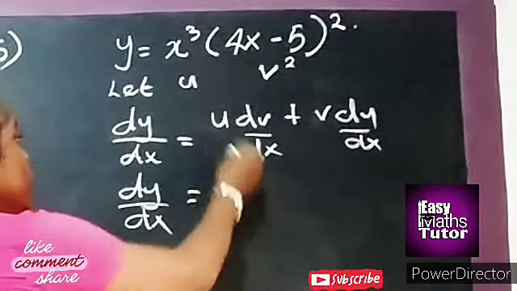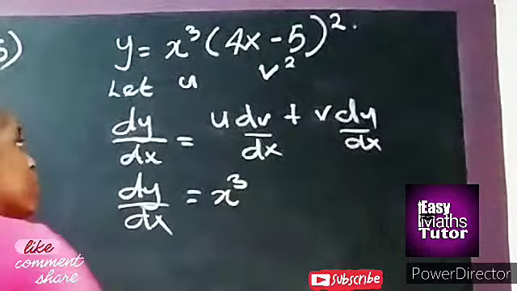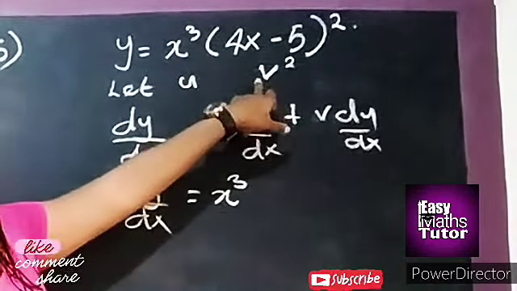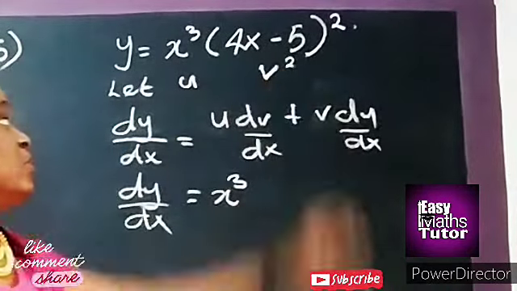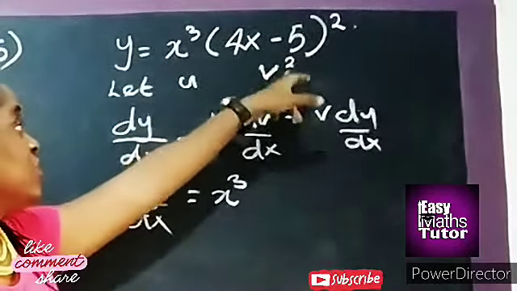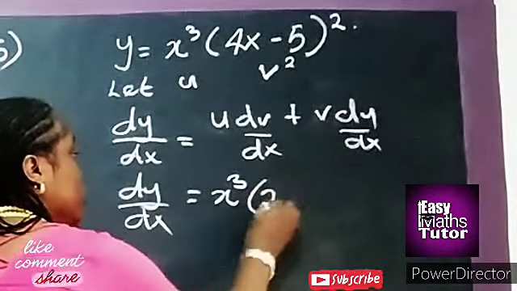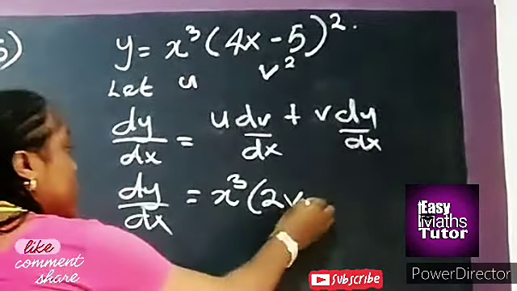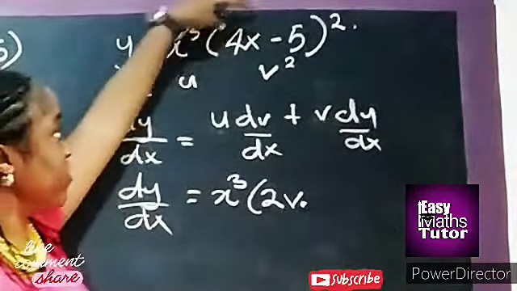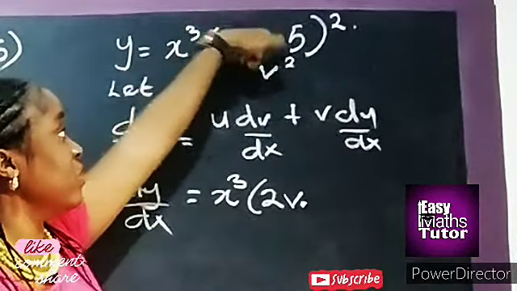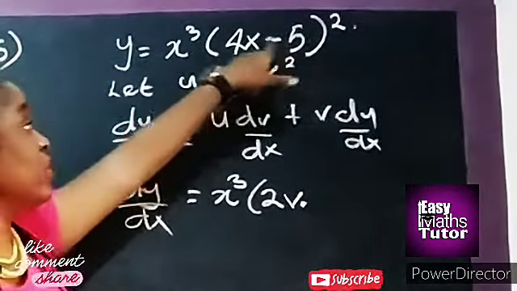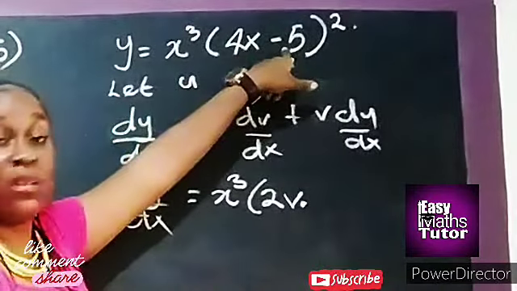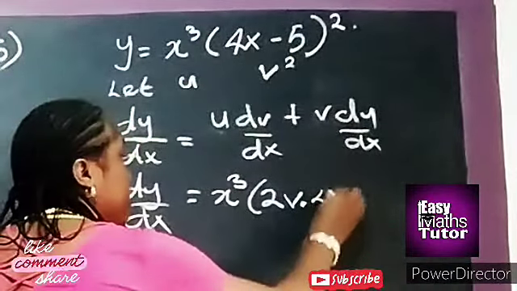So bringing it down, u is x cubed. The dv/dx means this function being differentiated. If we differentiate this function as v squared, we will have 2v times the differential of the function that's inside, which is 4x minus 5. Differentiating 4x minus 5 will give us 4, because the differential of 4x is 4 and the differential of minus 5 is 0. So the answer will be 4.